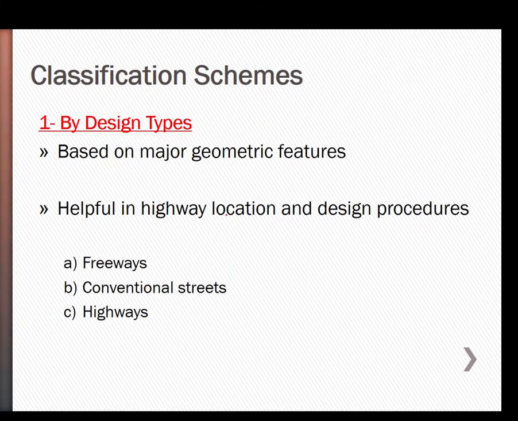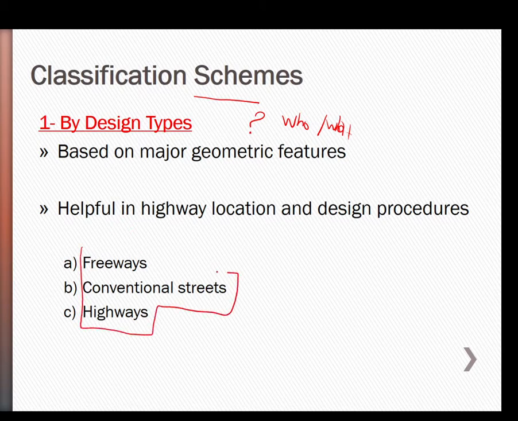Before we get into functional classification, let's just highlight very fast what are the different kinds of classification schemes. And again, it depends on what you want to do. Who are you? And what do you want to do? Well, number one, if you're a designer, you definitely want the functional classification, but sometimes you classify it based on the design types. In other words, you want to design specific kind of roads. So it's based on major geometric features. For example, when you design a freeway, it's going to be different than a conventional street. It's different than some kind of a highway. So we can classify it based on that.